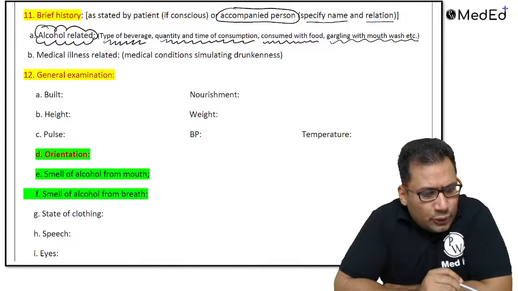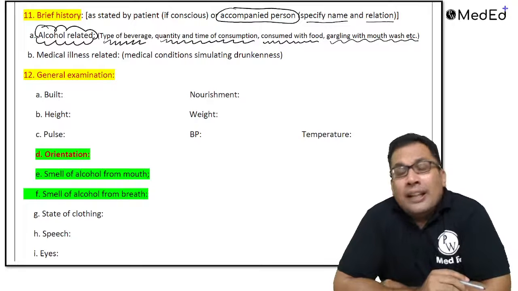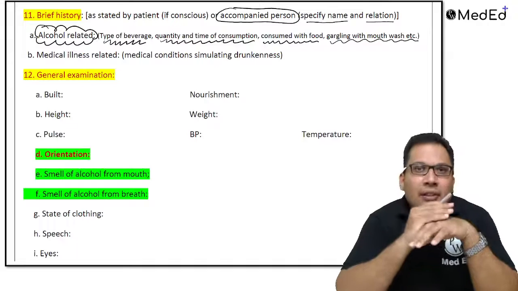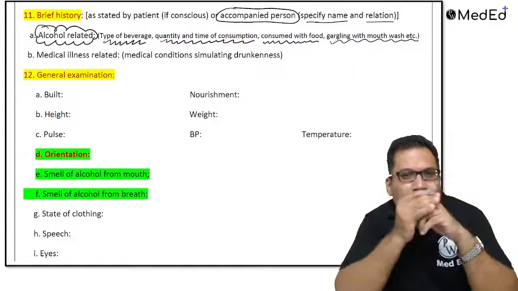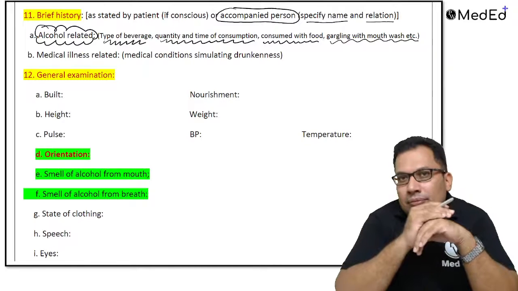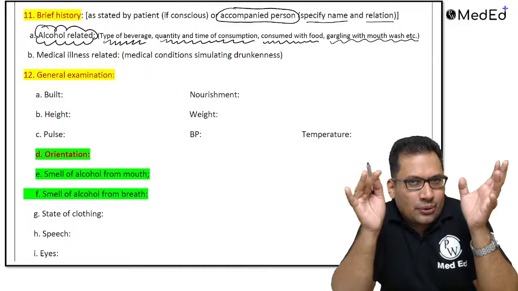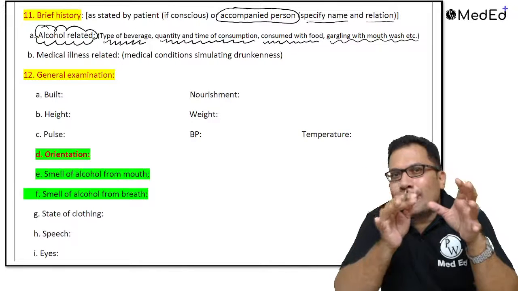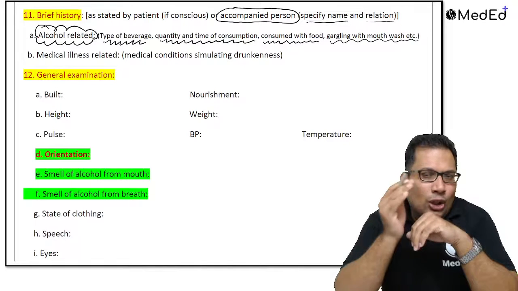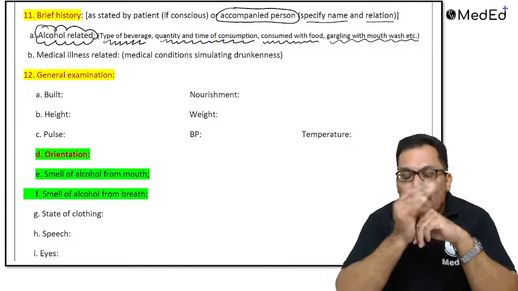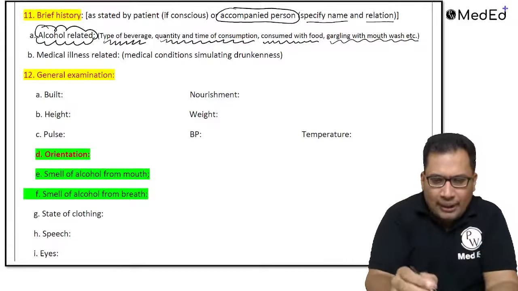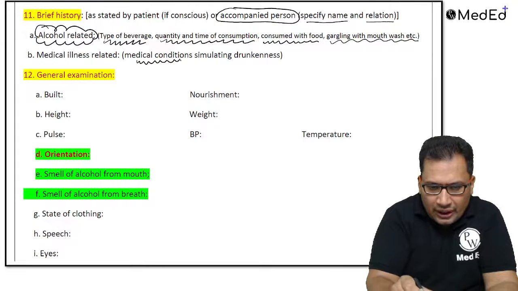Then also, you should ask the history about medical illness. There are some medical conditions that resemble drunkenness. One classical example is head injury, like extradural hemorrhage. The signs and symptoms resemble drunkenness. Head injury or diabetic coma, hypoglycemia, or some drugs. So we need to rule out the medical conditions simulating drunkenness.